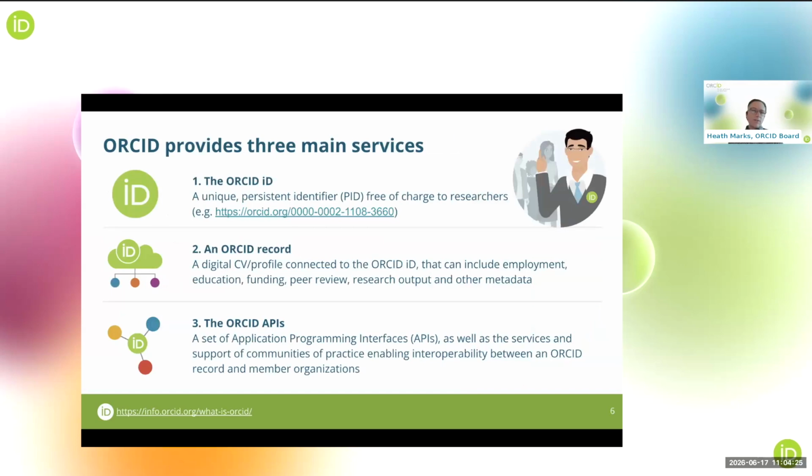So these are ORCID's 3 main services. The first one I'm sure you're aware of is the ORCID ID, which is a unique persistent identifier free of charge for all researchers on the planet. The second one is the ORCID record, which is a digital CV or profile connected to the ORCID ID that can include employment, education, funding, peer review, research outputs, and other metadata. And finally, the ORCID APIs. These are a set of programming interfaces, or APIs as we know them, as well as the services and support of communities of practice, enabling interoperability between an ORCID record and member organizations.